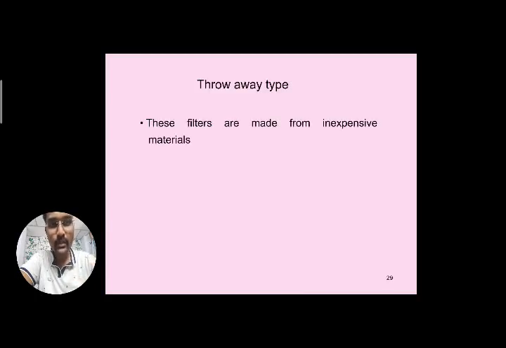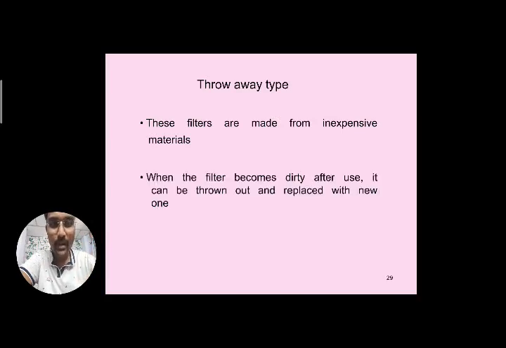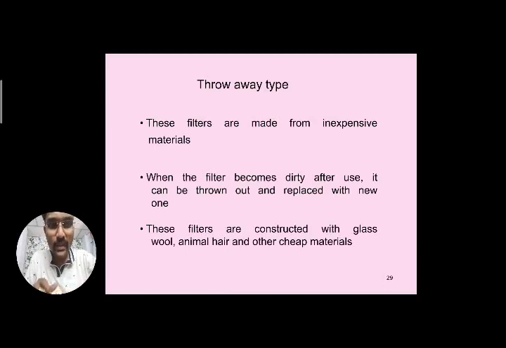We'll see first the throwaway type. They are generally the filters we have seen, like the candle type of structure. They may be made from inexpensive material. Why? Because they are throwaway type. We use them, and after usage, when the effectiveness is gone, they are thrown outside. So you must use inexpensive materials for filtering purposes. When the filter becomes dirty after use, it can be thrown out and replaced with a new one. These filters are constructed with glass wool, animal hair, and other cheap materials.